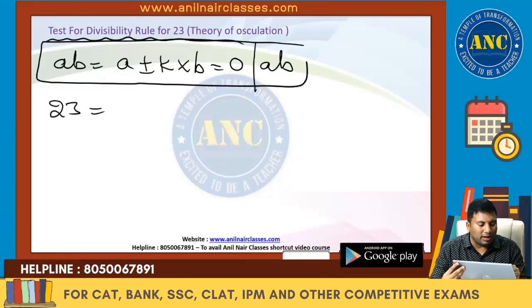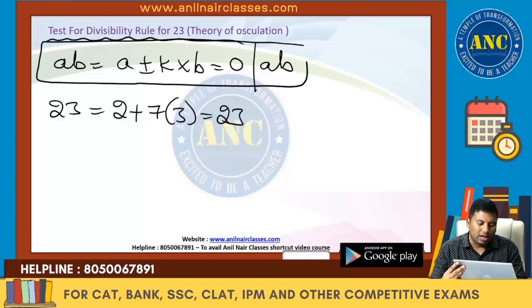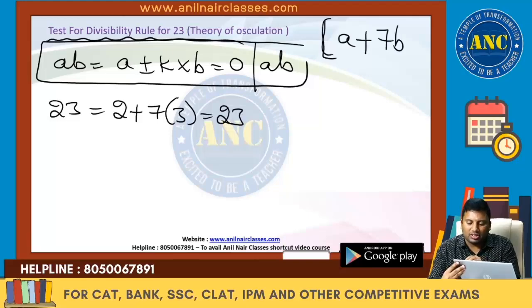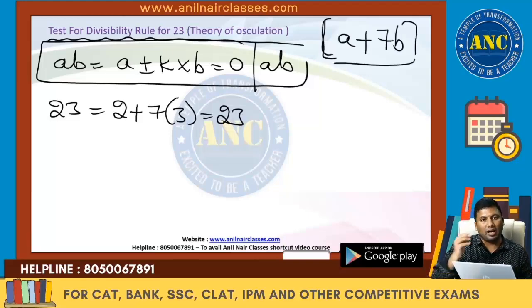23 is nothing but 2 plus 7 into 3, which is 23. So what is the divisibility rule? The divisibility rule is a plus 7b. A plus 7b. I hope it is clear.